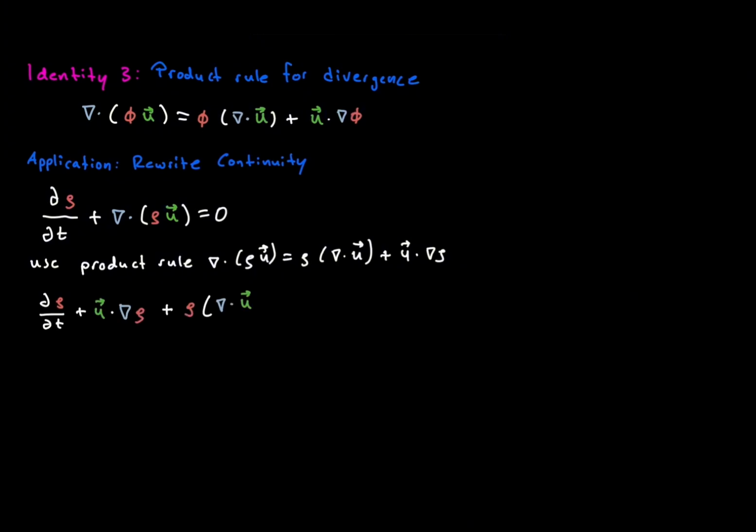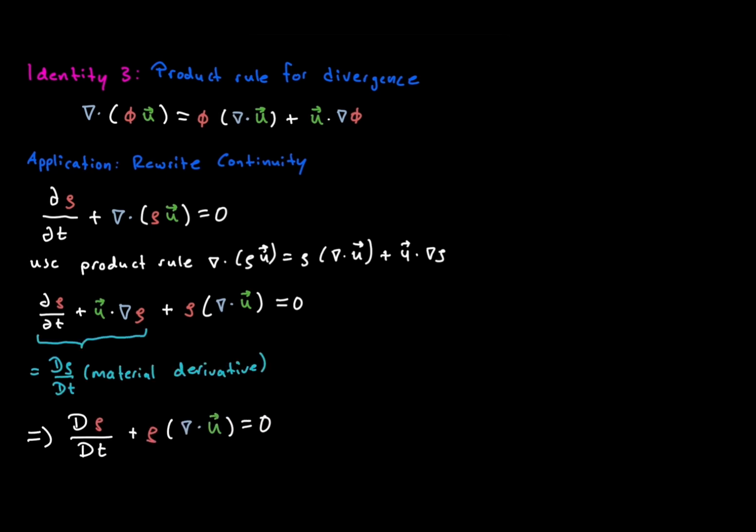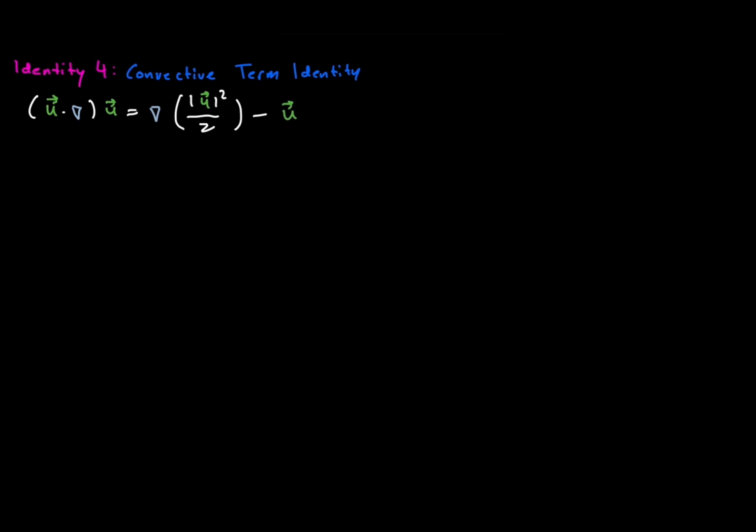of u equals 0. The first two terms form the material derivative of density. This shows that the conservative and material forms of continuity are mathematically equivalent. There is one mass conservation law written in different forms. Now we move to a powerful identity for the convective term. U dot gradient u equals the gradient of 1/2 the velocity magnitude squared minus u cross vorticity.